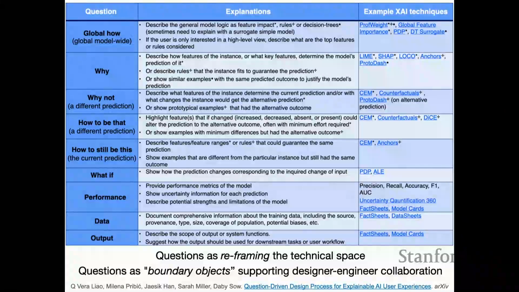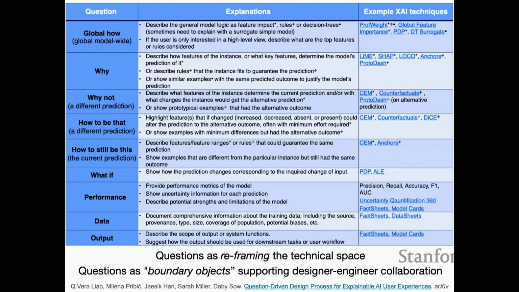Then in the follow-up work, we took these 9 categories of questions and mapped them to XAI techniques that can answer them. The nice thing about questions is that they're granular enough that you can map them to specific algorithms, and we particularly focused on ones already available in open-source toolkits because we want practitioners to use them. By doing that, we also arrive at a recommendation in the middle about what kind of explanation can answer those questions, grounded in technical feasibility.